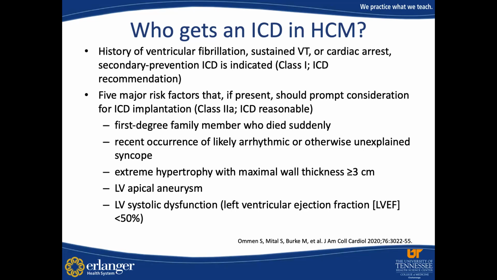Extreme hypertrophy. If I do an echo and their wall thickness is greater than 3 centimeters, we're putting an ICD in them no matter what. If they have an LV apical aneurysm, that increases your scar burden. Scar burden equals VT or VFib, so we put ICDs in them. And if they have LV systolic dysfunction, meaning anything less than 50% EF, we put an ICD in them as well. That's important. Y'all should know that. It may not specifically come up on your boards, but as a good internal medicine doc, it's important to know.